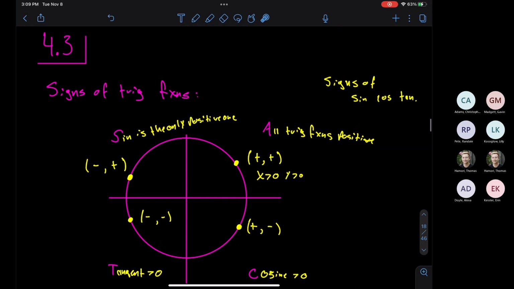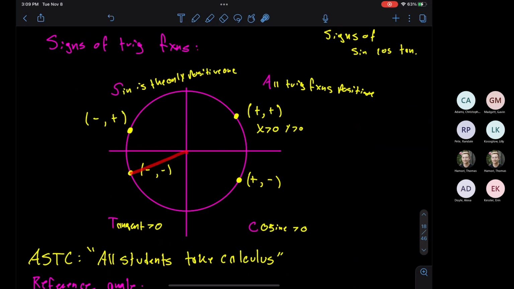If we're in the bottom left quadrant, quadrant 3, the x-coordinate and the y-coordinate are negative, which means when we divide them, we're going to get a positive number for the tangent. But otherwise, sine will be negative, cosine will be negative. And finally, in the bottom right corner, we've got just cosine being positive.